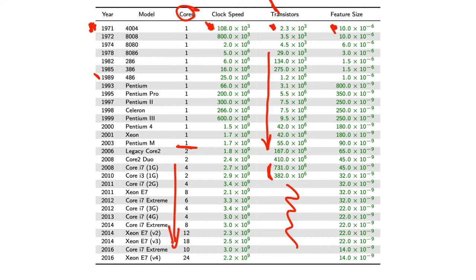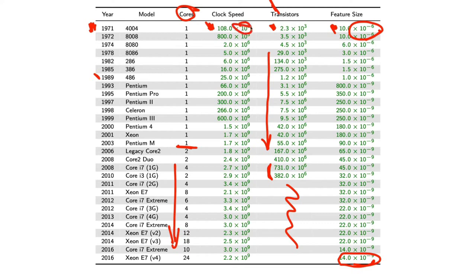Another thing that we can see here in terms of the feature size is that we've gone from 10 times 10 to the minus 6 meters, or 10 microns, up to 14 nanometers, so a factor of 1,000 times smaller in terms of the basic size of components that we can lay down on the chips. And this is as of 2016, and in more recent years, we've seen that feature size shrink even further. So we can put more transistors on the same area of silicon, which allows us to have a more capable processor. Finally, let's take a look at the clock speed here. We can see that the clock speed started out around 100,000 ticks per second.